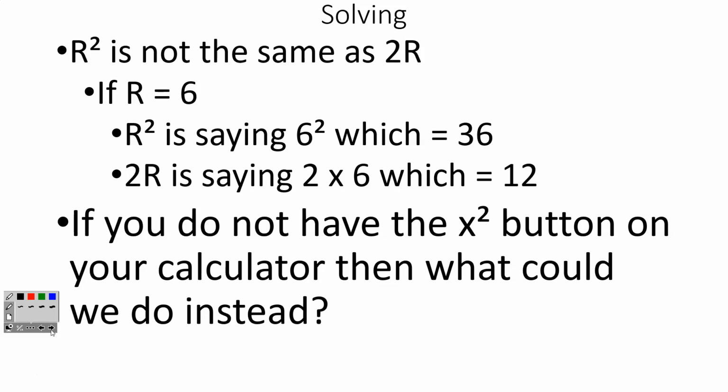So the one thing, again, to remind you of, the r squared, the radius squared, is not the same as 2 times r. So if the radius is 6, r squared is saying 6 squared, which is 6 times 6, which is 36. 2r is saying 2 times 6, which is 12. So they're definitely not the same. So don't get those confused. If you don't have the x squared button, that's your exponent on your calculator, by the way, remember, again, you can just say 6 times 6 instead of 6 squared.